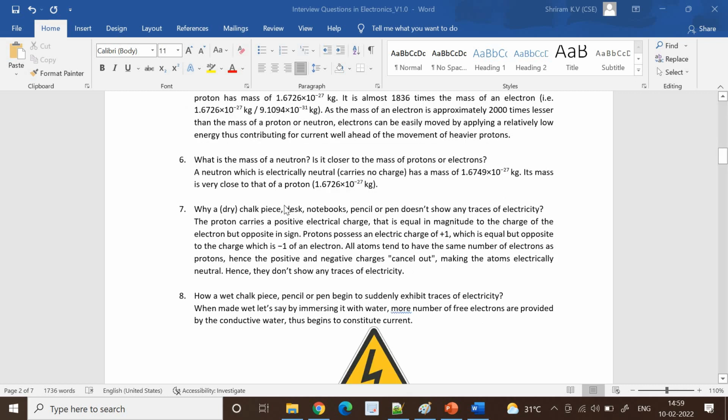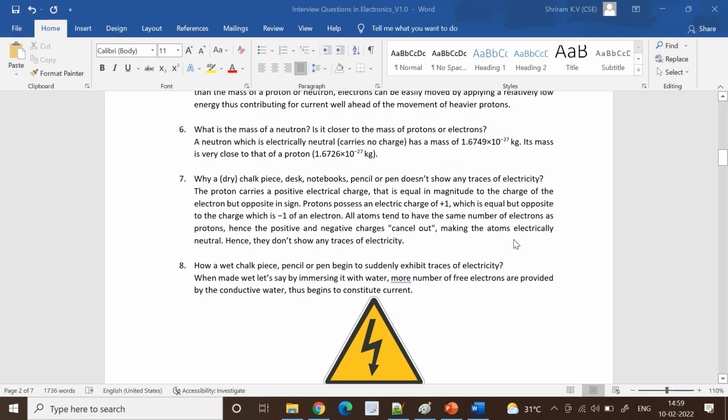Why does a dry chalk piece or a desk, notebooks, pencil or pen not show any trace of electricity? The next question will be connected to it, but it will be a slightly twisted one. So let's understand one after another. Why does a dry chalk piece, desk, notebooks, pencil or pen not show any traces of electricity? It's a very good question again.